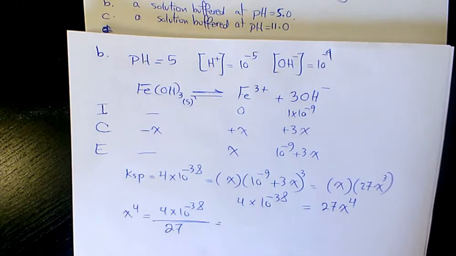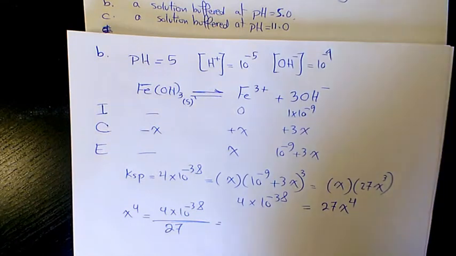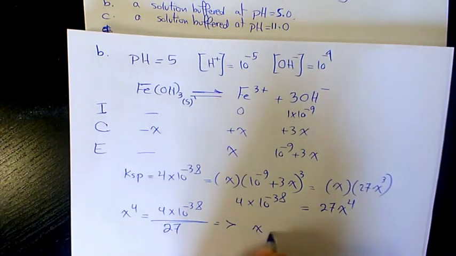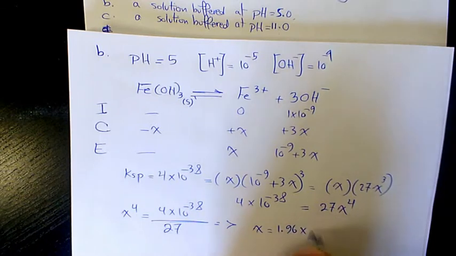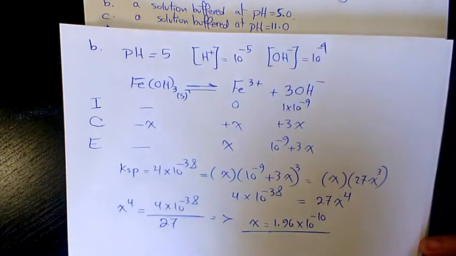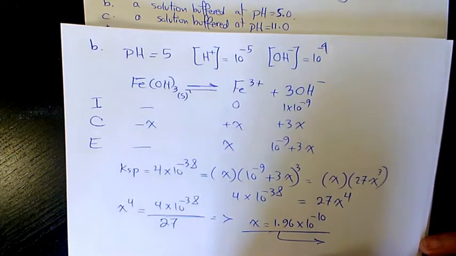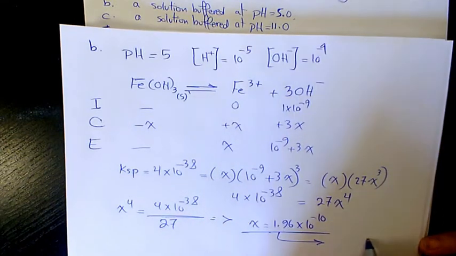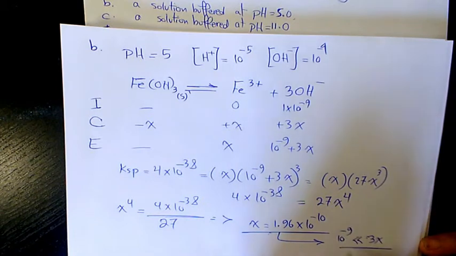That will be 4 divided by 27, negative 38, to the power of 1/3. So x will be 1.96 times 10 to the power of negative 10. So that's going to be the molar solubility if we assume that 3x is much larger than 10 to the power of negative 9.